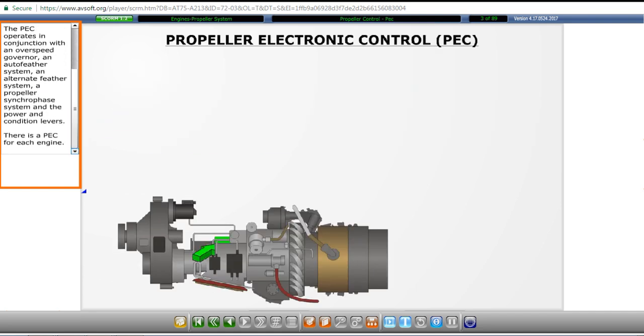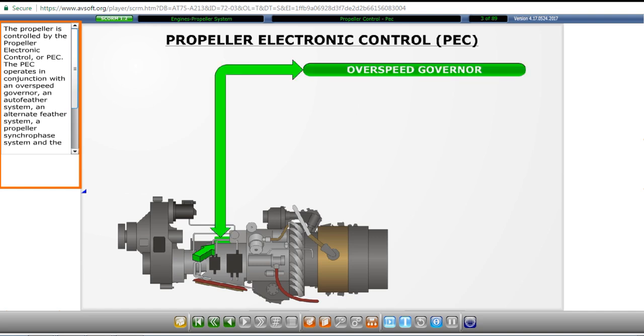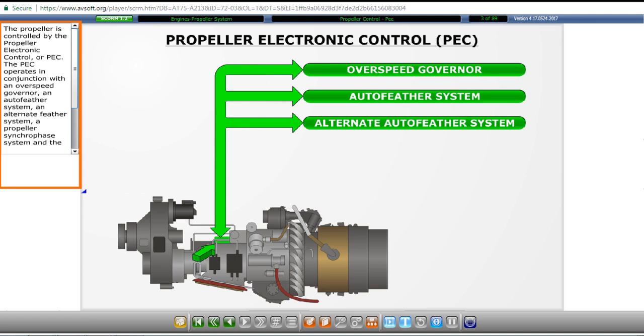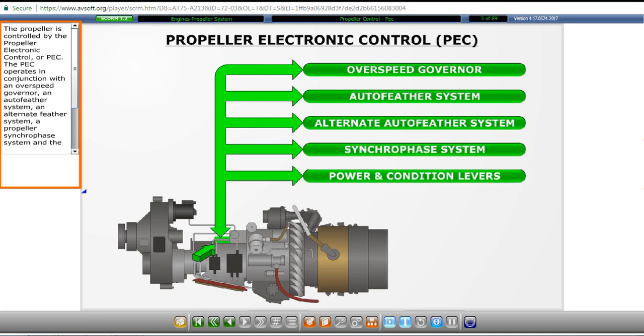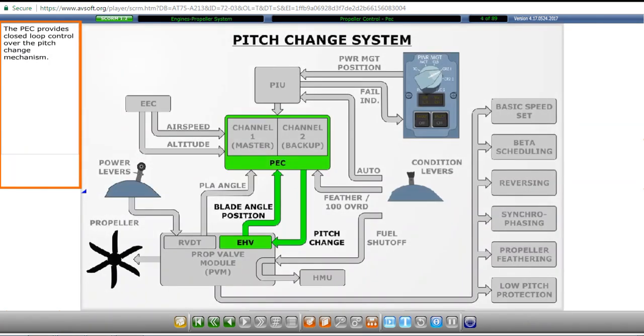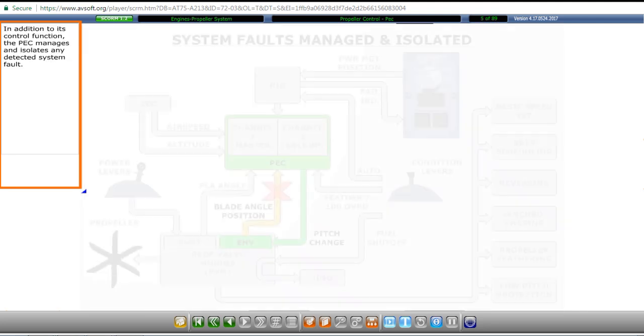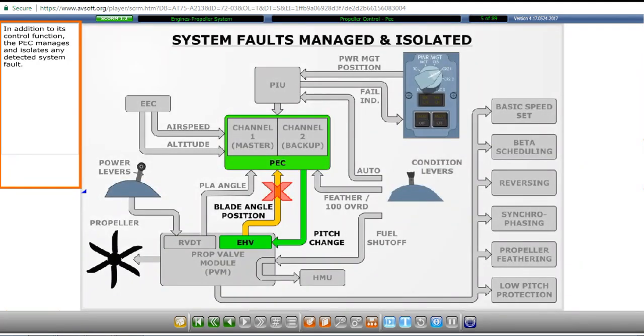The propeller is controlled by the Propeller Electronic Control, or PEC. The PEC operates in conjunction with an overspeed governor, an auto feather system, an alternate feather system, a propeller synchrophase system, and the power and condition levers. There is a PEC for each engine. The PEC provides closed-loop control over the pitch change mechanism. In addition to its control function, the PEC manages and isolates any detected system fault.